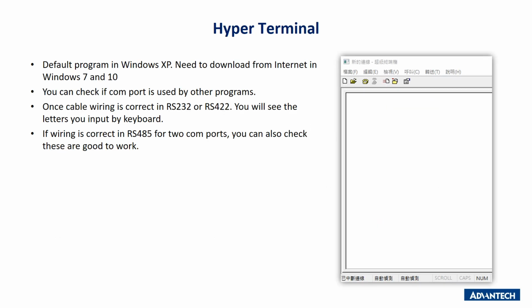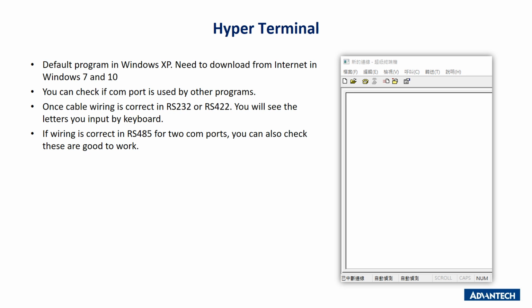Hyperterminal is the default program in Windows XP. In Windows 7 or 10, you need to download it from the internet. First of all, it is a small program to test if the COM port is occupied by other software, because the COM port is only used by one software.